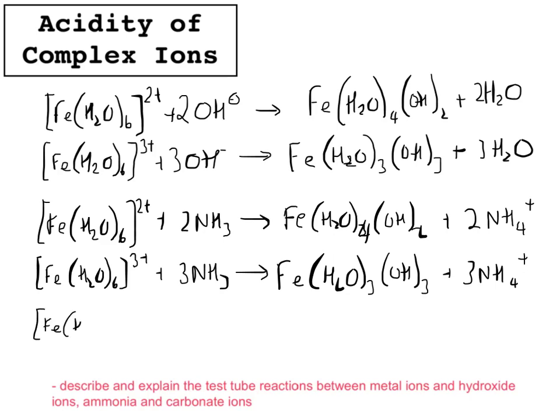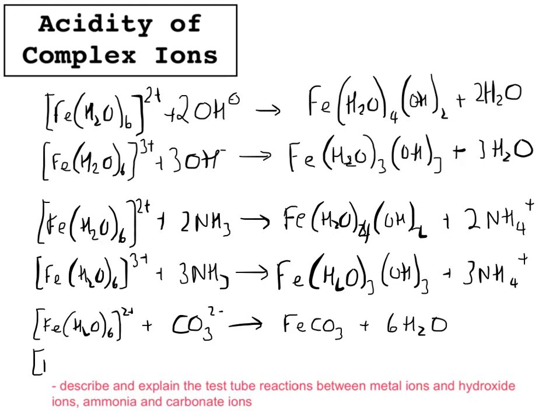So with Fe(H2O)6 2+ with carbonate ions, which are CO3 2-, here you're going to get a ligand substitution reaction. So you're going to make iron carbonate and you're going to make 6 waters. However, with the 3+ ion you get an acid-base reaction.